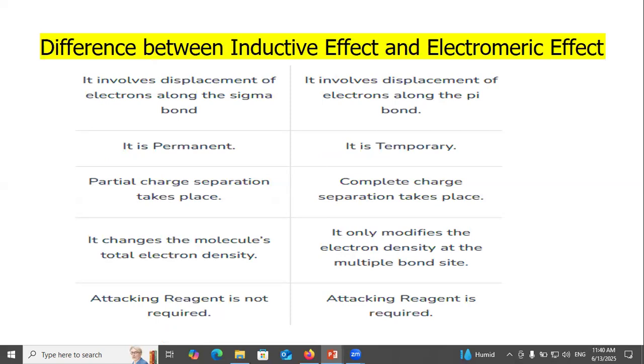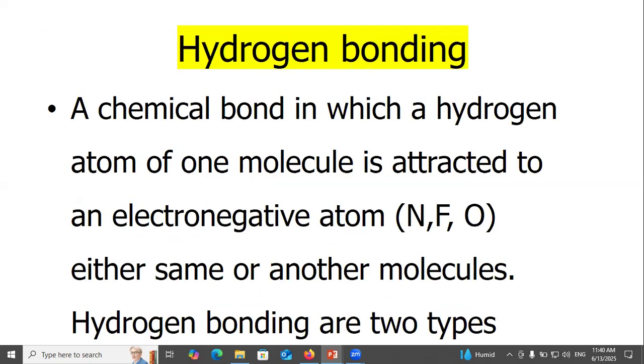Difference between inductive effect and electromeric effect: it involves displacement of electrons along the sigma bond. It involves displacement of electrons along the pi bonds. The inductive effect is permanent, whereas in the case of electromeric effect, it is temporary. Partial charge separation takes place in the case of inductive effect. Complete charge separation takes place in the electromeric effect. It changes the molecule's total electron density. It only modifies the electron density at a multiple bond site. Attacking reagent is not required. Attacking reagent is required.